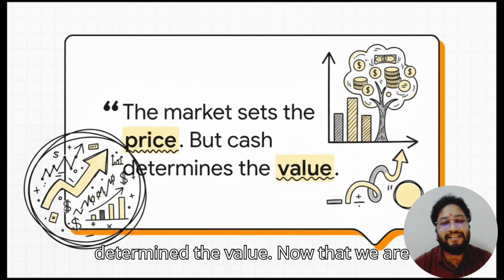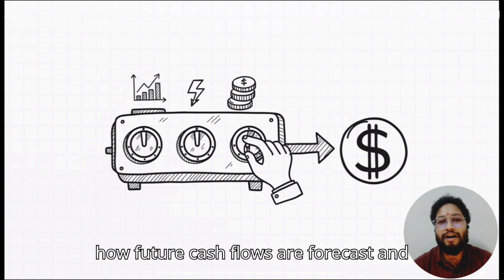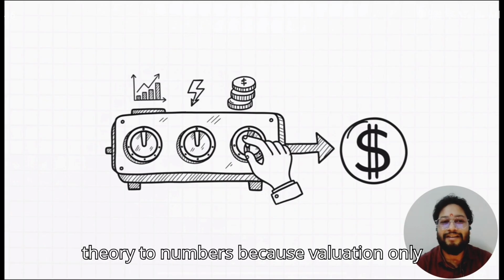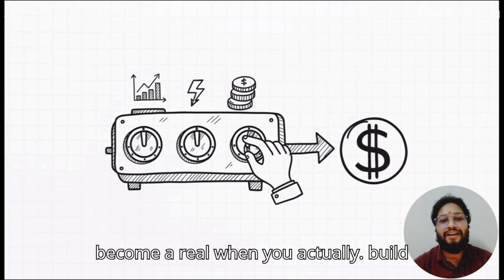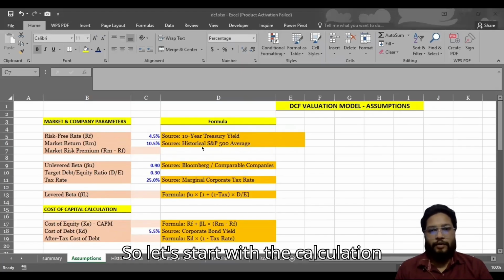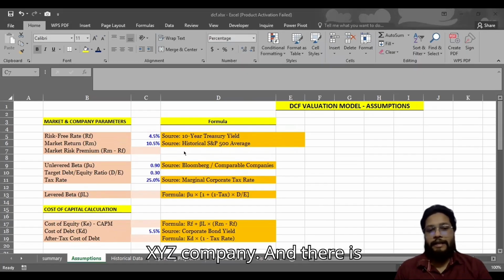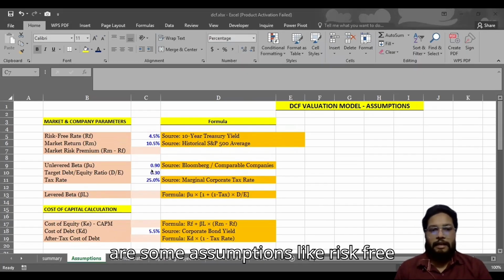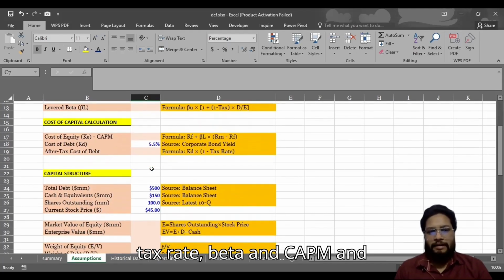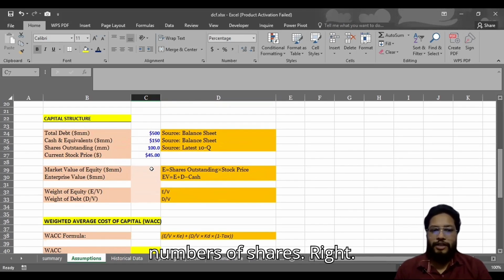Now that we understand the logic behind the DCF, how future cash flows are forecast and discounted, it is time to move from theory to numbers, because valuation only becomes real when you actually build it. So let's start with the calculation part of the DCF valuation for XYZ company. There are some assumptions like risk-free rate, market return, market premium, tax rate, beta, and CAPM, total debt, current market price, and number of shares, right?